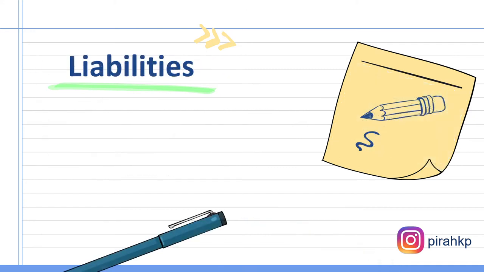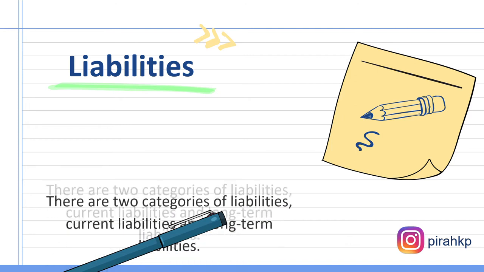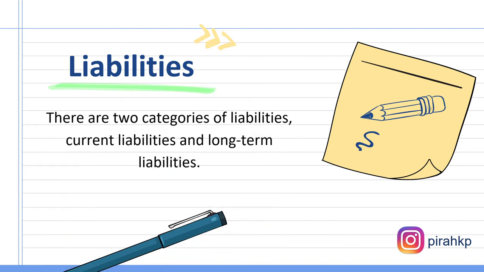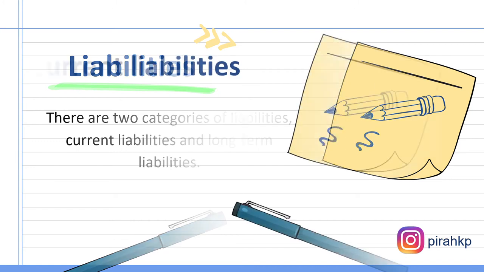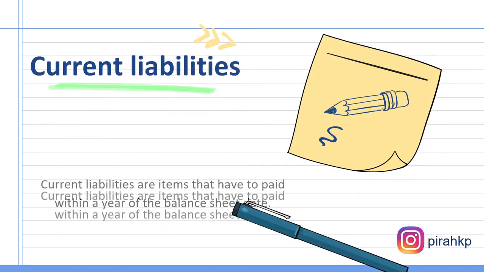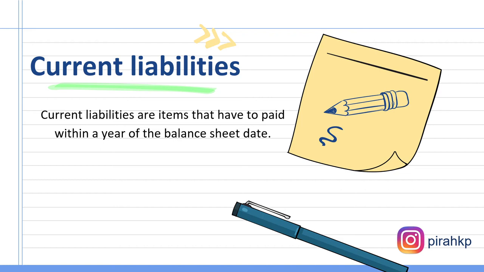Now comes liabilities. Just like assets, there are two categories of liabilities. First one is current liability and second one is long-term liability. Current liabilities are those which have to be paid within a year of the balance sheet date.